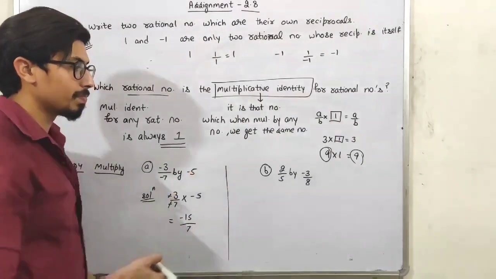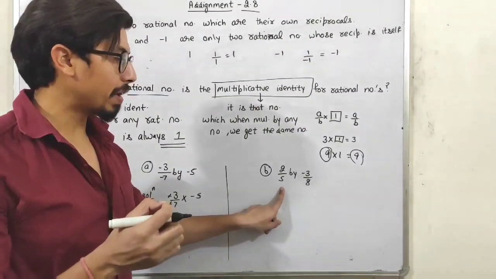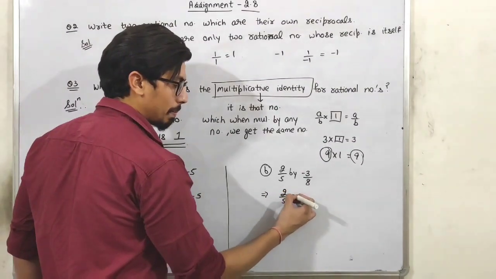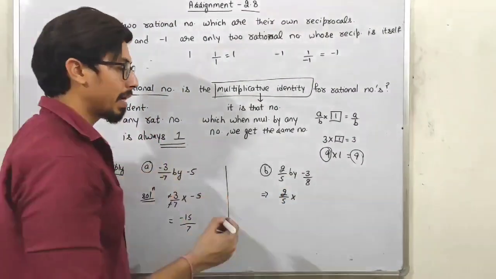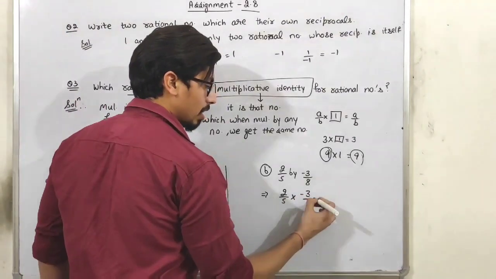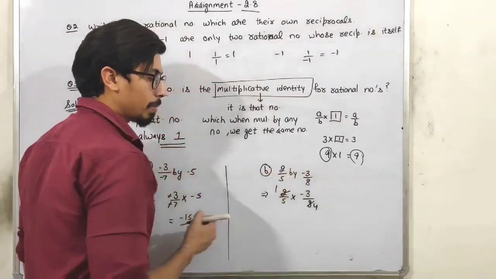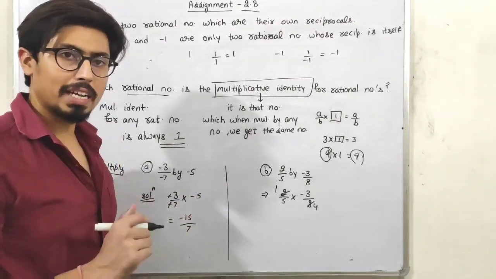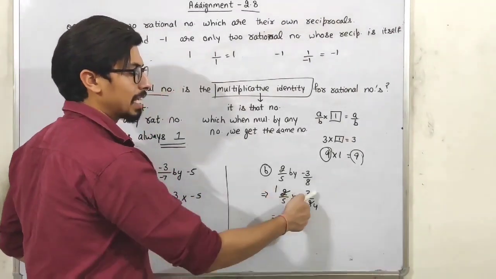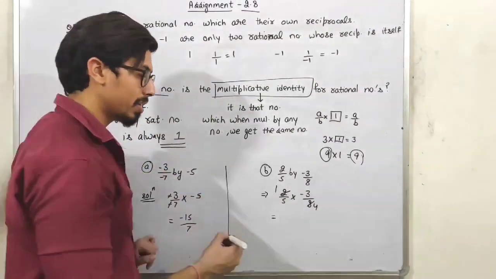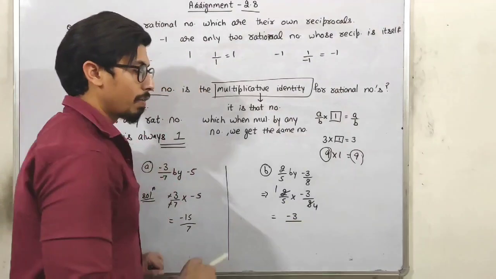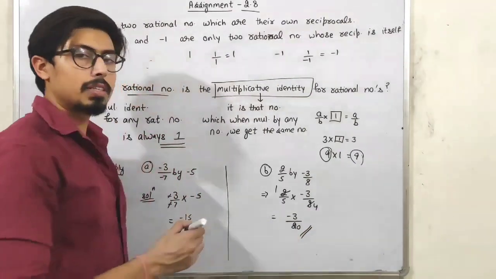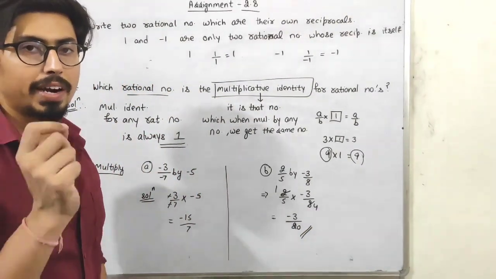Okay. Now the B part. We have to just multiply this 2 by 5 by minus 3 by 8. So 2 by 5 as it is, multiplication sign, and the next number is minus 3 by 8. So 2 ones are 2, 2 fours are 8, because they can be cancelled out by 2. Now minus 3, 4 and 5, none of the numbers is getting cancelled out. So just write 1 multiplied by minus 3, 1 into minus 3 is minus 3 upon 5 fours, 5 fours are 20. So minus 3 by 20 is our required answer.